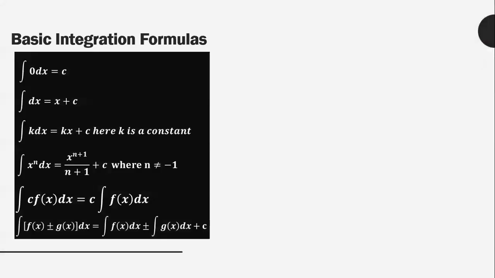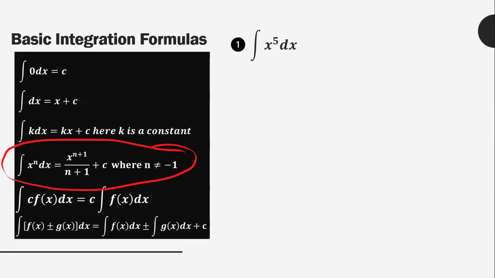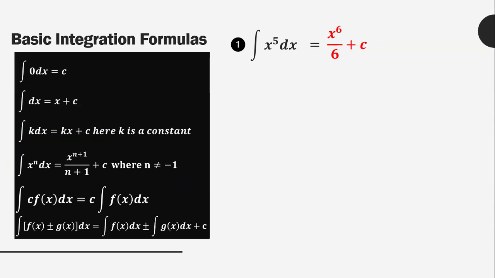Now let us proceed to the examples. Okay, so all of the basic integration formulas are reflected here. So let's have the first one. The integral of x raised to 5 dx. Applying our power rule formula, we'll apply x raised to n plus 1 over n plus 1. So that is 5 plus 1, that's 6. So we have x raised to 6 over 6. Then do not forget your plus c.